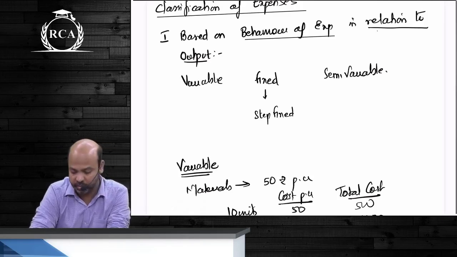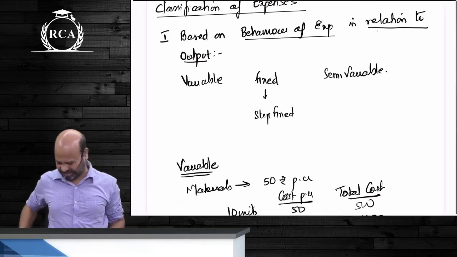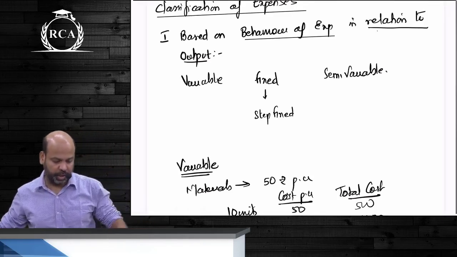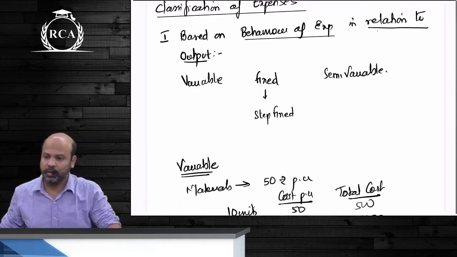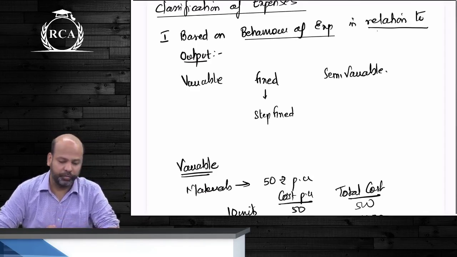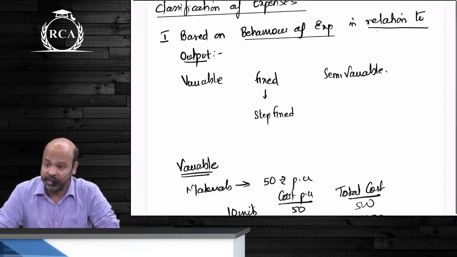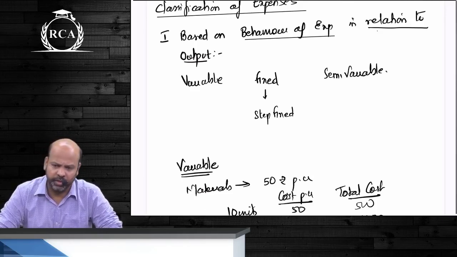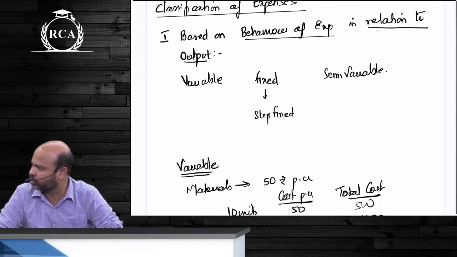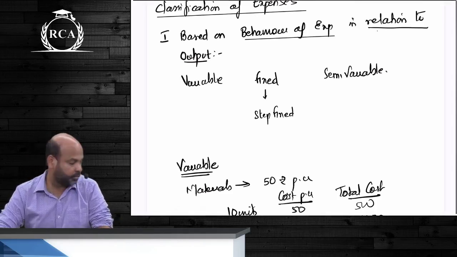Example: raw material cost. Wages if paid on number of units basis.